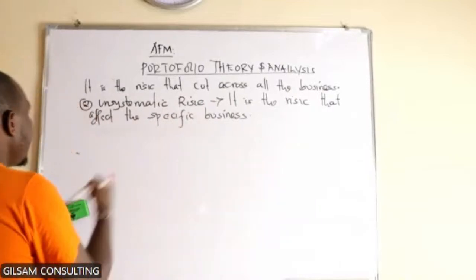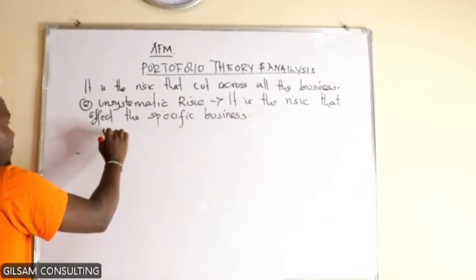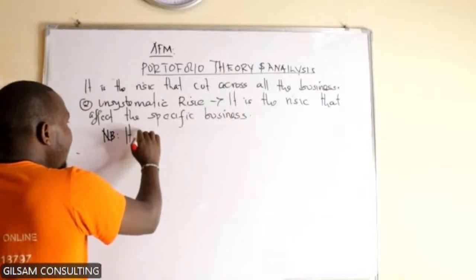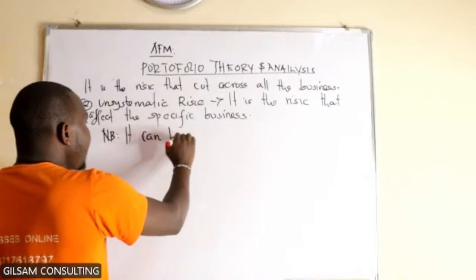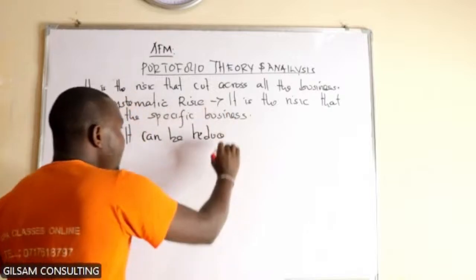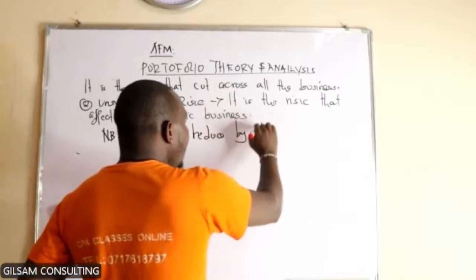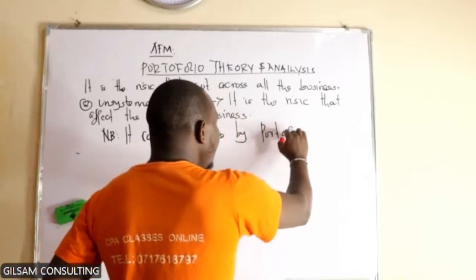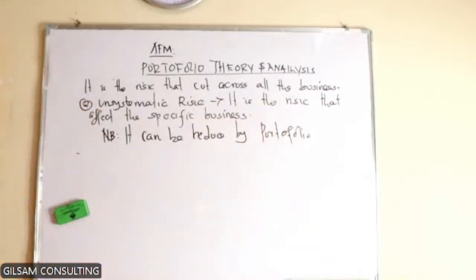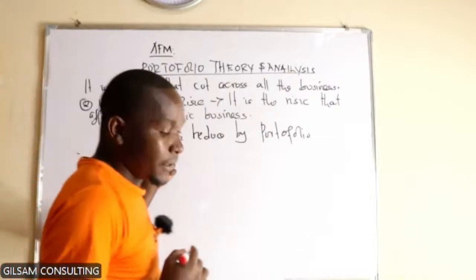So NB for this. It is asking for this one. The weight can be reduced. So they are asking for the risk to be reduced by a portfolio. It can be reduced by portfolio because of the risk here.